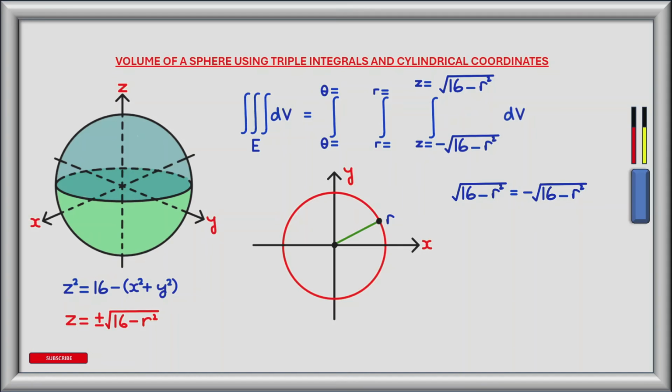So where the square root of 16 minus r squared is equal to minus the square root of 16 minus r squared. And so solving this equation for r, we can add the square root of 16 minus r squared to both sides of the equation to give 2 multiplied by the square root of 16 minus r squared equals 0. And dividing both sides of the equation by 2, we get the square root of 16 minus r squared equals 0.